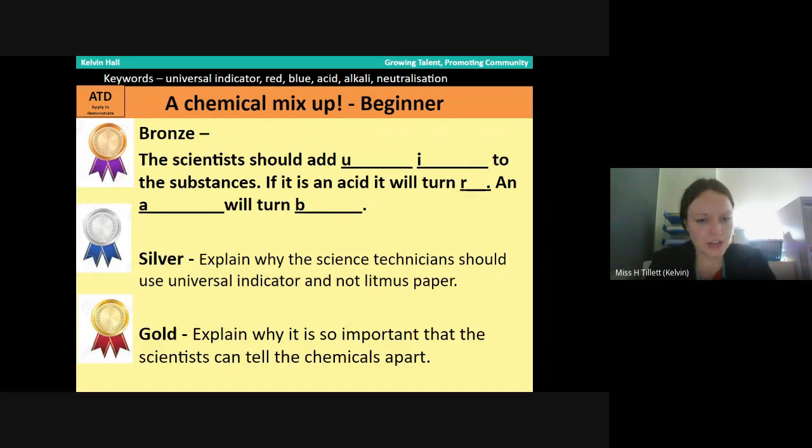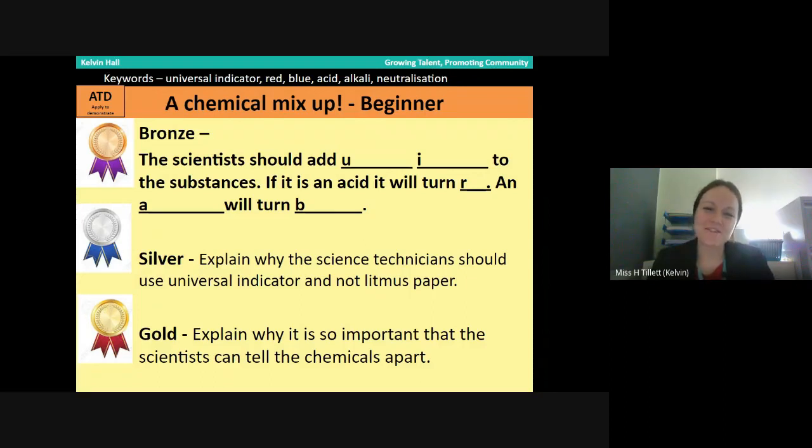For the silver question, so working your way up these tasks, I want you to explain why the science technicians should use universal indicator and not litmus paper, what we mentioned earlier. For the gold task, I would like you to explain why it's so important that the scientists can tell the chemicals apart. Okay, you're going to have 5 minutes. Start yourself on bronze. Once you've finished, move yourself up to silver and then have a go at the gold. Okay, 5 minutes now, so pause the video and then we'll come back to the answers.